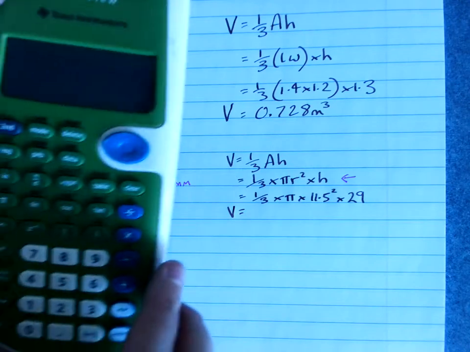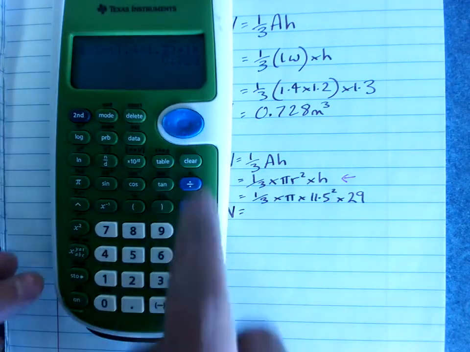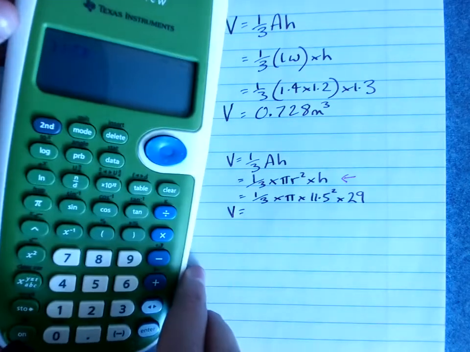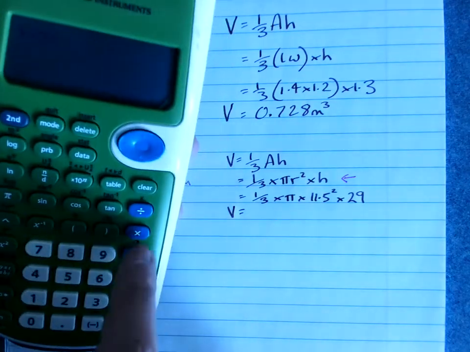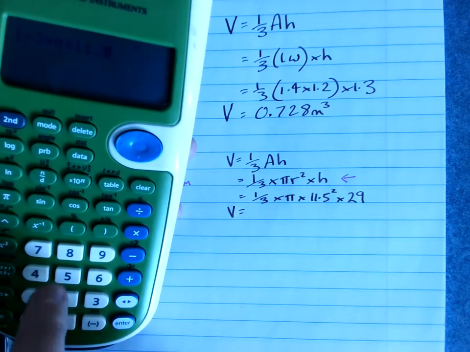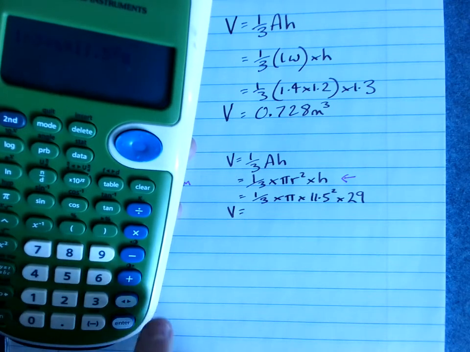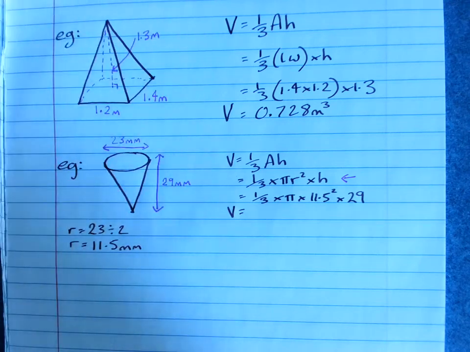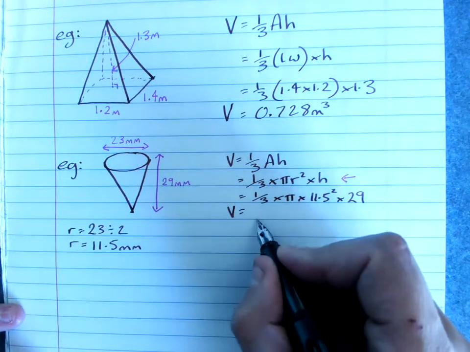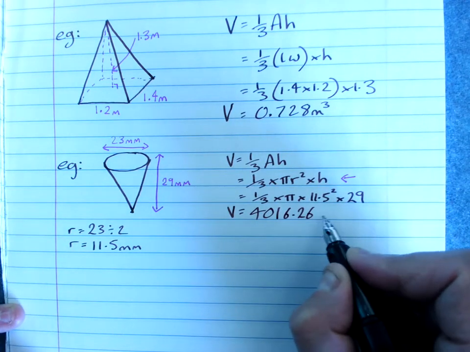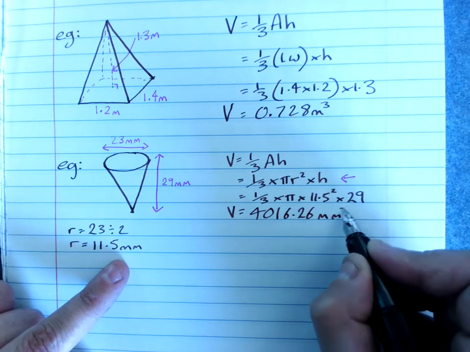And so with our calculator, 1/3 times pi times the radius squared times the height of 29. The volume is 4016.26. We were in millimeters, so we're in millimeters cubed.